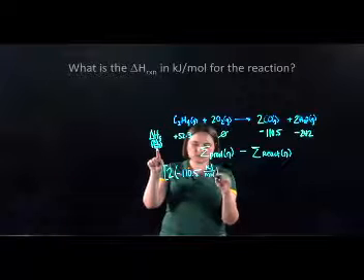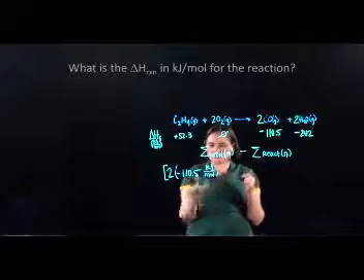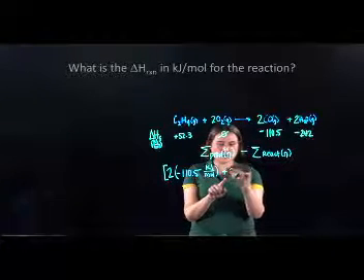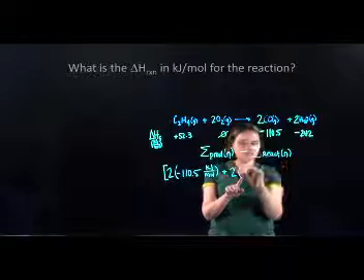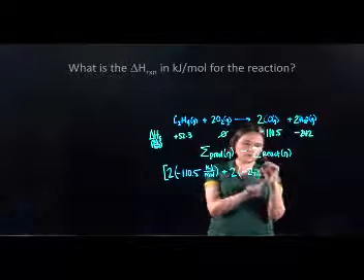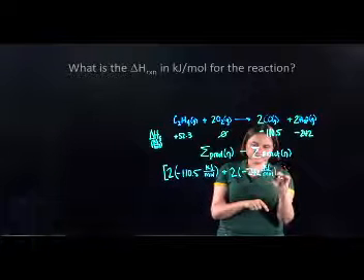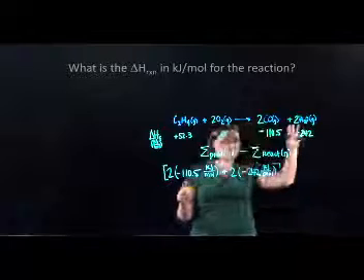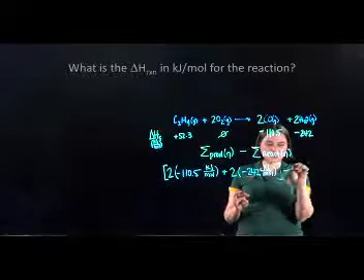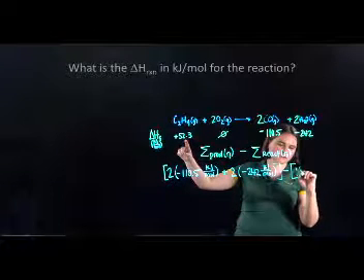which is good because the problem tells me to give my answer in kilojoules per mole. My other product is water. There are 2 moles of it, and its heat of formation is 242 kilojoules per mole. Those are all of my products, so I'm going to close my product bracket. I'm going to open my reactant bracket. I only have 1 reactant, and there's 1 mole of it.